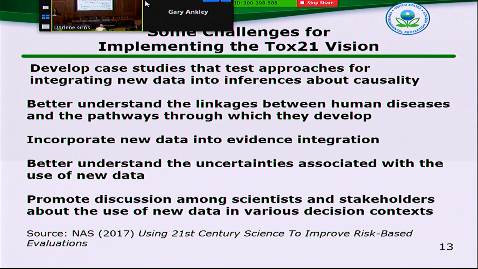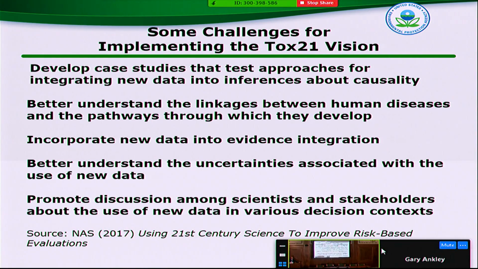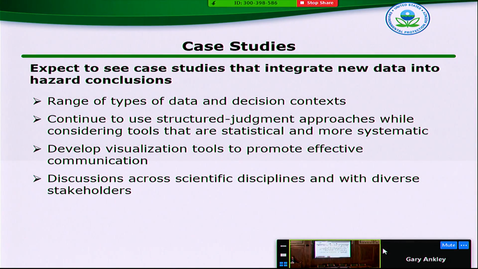Now I want to talk about implementing the Tox21 vision. And basically, there were 5 recommendations in the recent National Academies report. Developing case studies that test approaches, better understand the linkages, incorporate new data, better understand uncertainties, and promote discussion among scientists and various stakeholders. So I'm going to talk a little bit about each of those. The case studies, it's really going to be difficult to try to write any kind of guideline right now about how you would use these new studies.